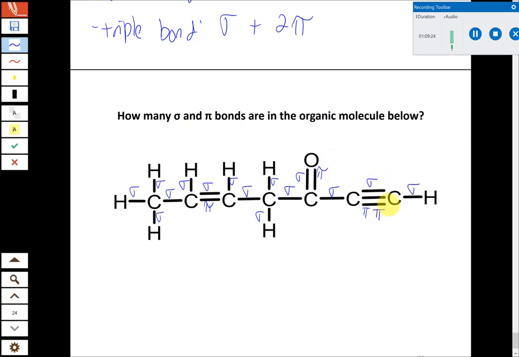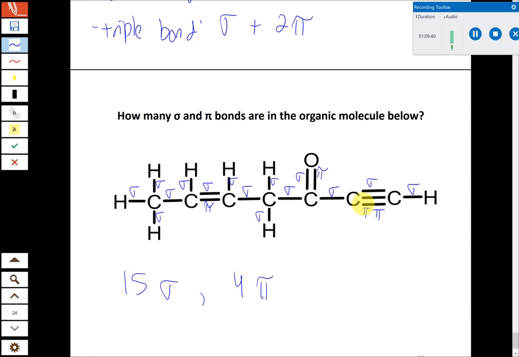If we're counting the total number, counting is probably the hardest part of this question because there are so many of them, we should get 15 sigma and 4 pi. So out of the 19 bonds in this larger molecule, 15 are sigma, 4 are pi. The only time you have pi bonds is when the bond order is greater than 1.